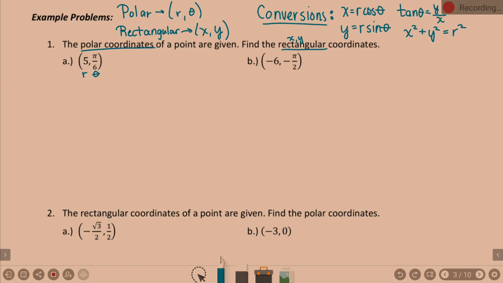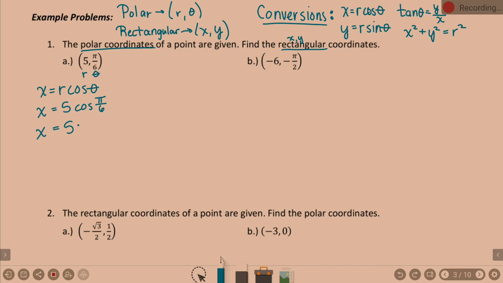It's essentially a plug and chug, guys. It really is. So we're going to use the idea that X is R cosine theta. So X is going to be 5 times cosine of pi over 6. Don't necessarily reach for the calculator. What is cosine of pi over 6? Unit circle, reference chart. Cosine of pi over 6 is square root of 3 over 2. Yes, straight from the chart.